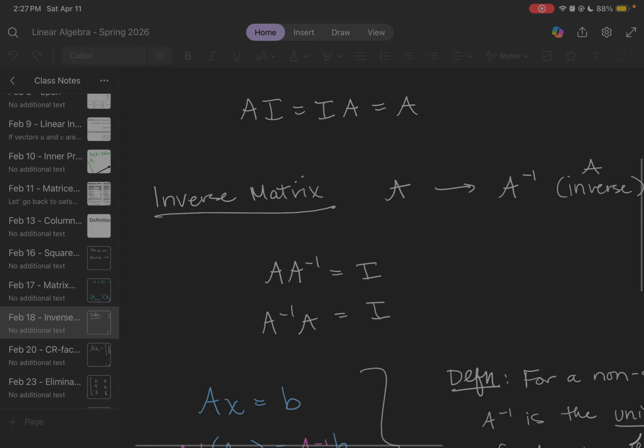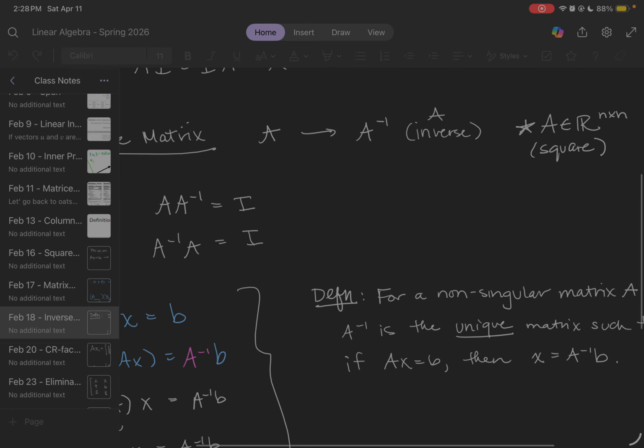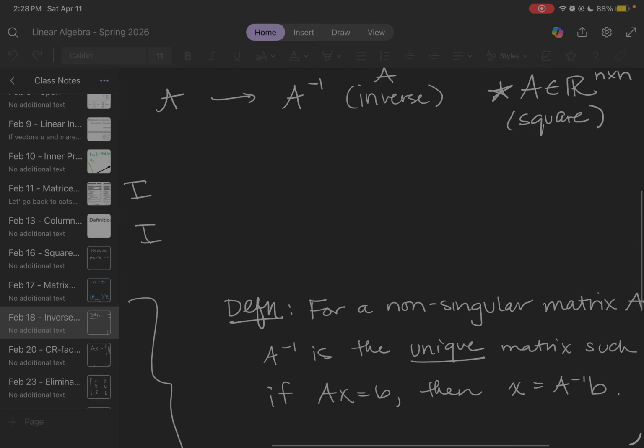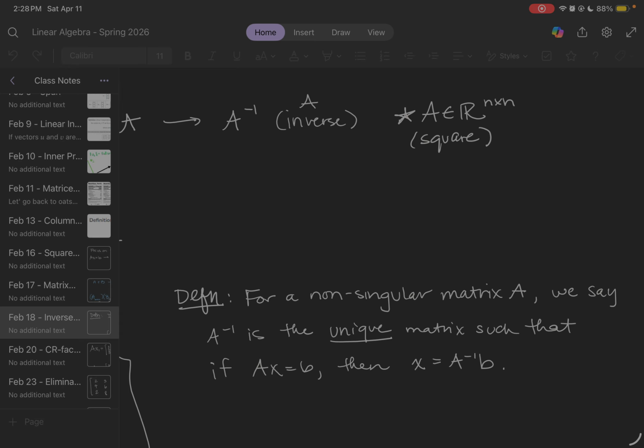An inverse matrix now is A turning into A inverse. And we do this when A times A inverse equals I. So the inverse times the original matrix itself should always equal the identity matrix. So for a non-singular matrix A, we say that A negative 1, or A inverse, is the unique matrix such that if AX equals B, then X is equal to A inverse B. So we are looking specifically at non-singular matrices.